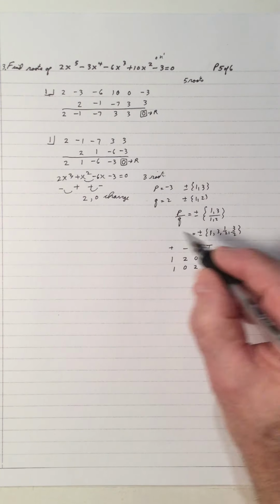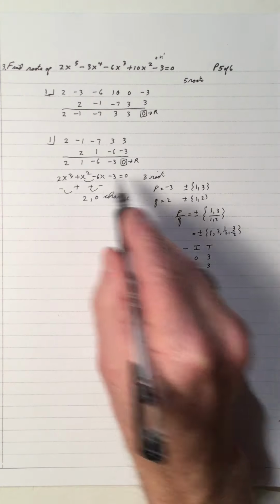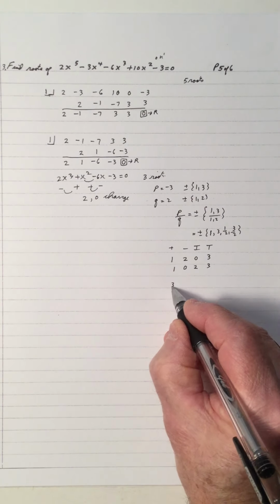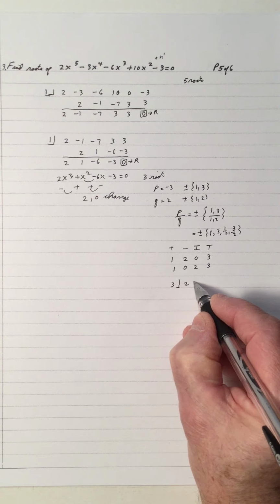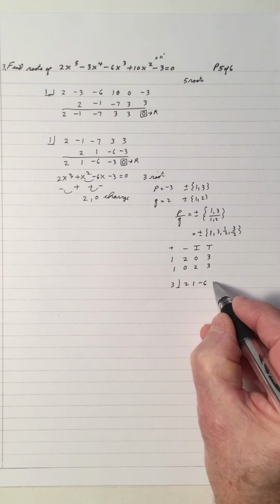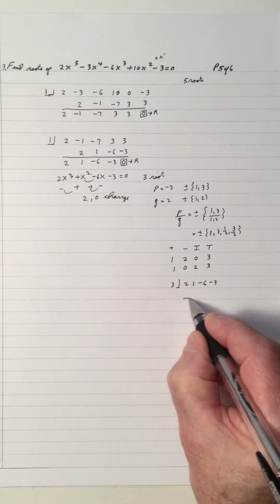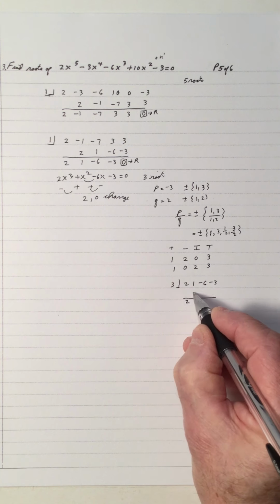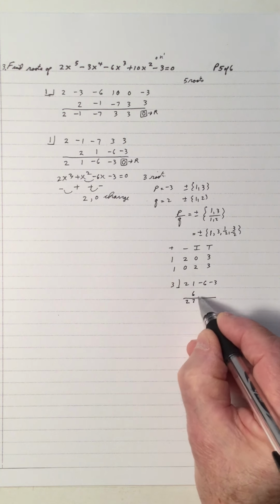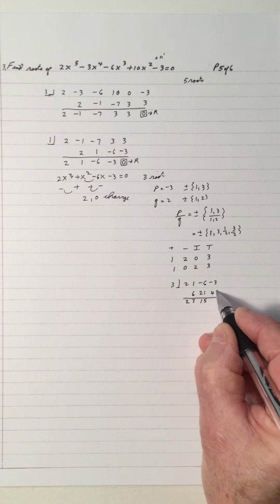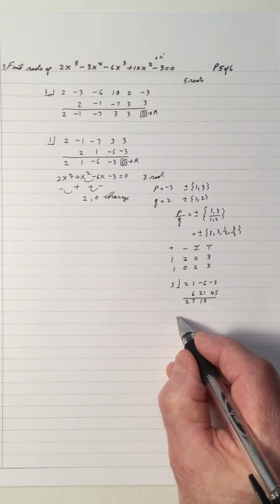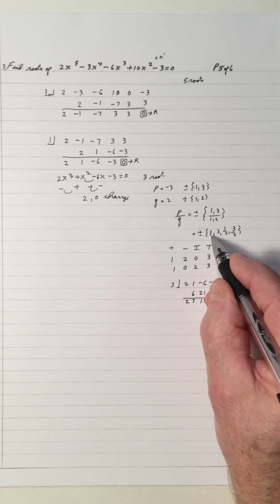1 is not a root because they don't add up to 0. So I'm going to check with the 3. So 3, and 2, 1, negative 6, negative 3. Bring down the 2. I get a 6, 7, 21, 15, 45. No.